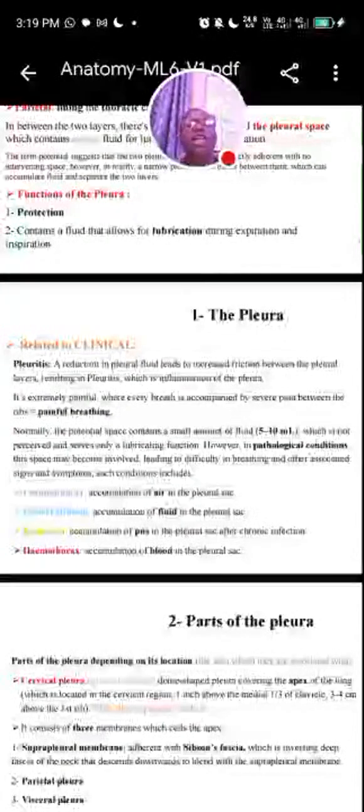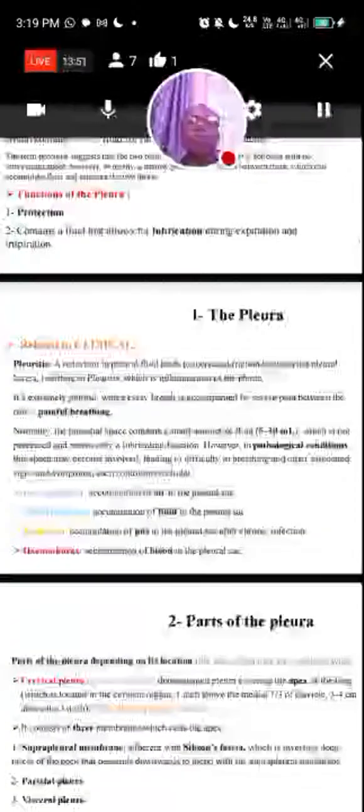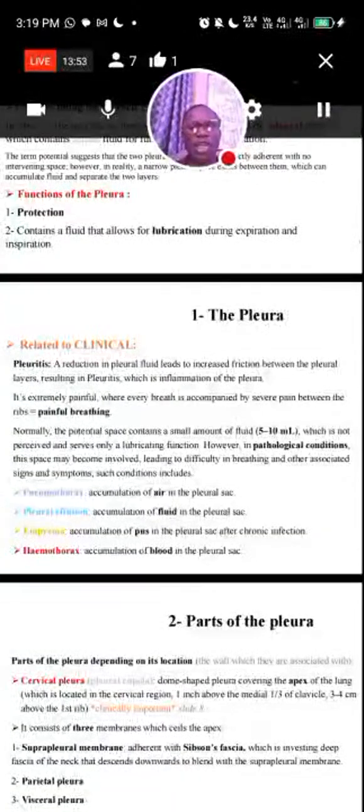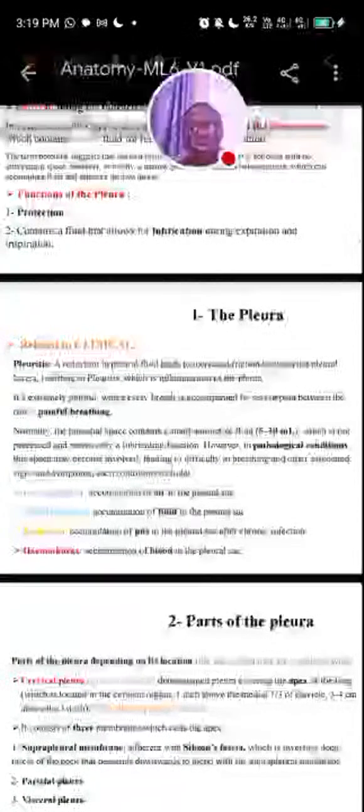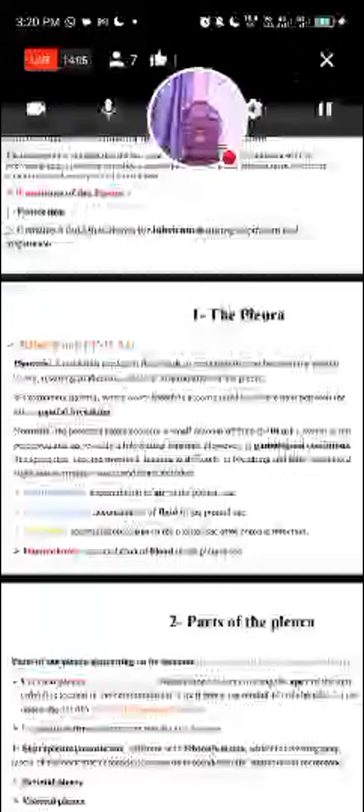Pleural effusion. Now, why am I taking it this way? Because I want to form an acronym to remember the clinicals 1, 2, 3, 4, 5. The acronym I'm forming is FIP. FIP can be somebody's name, FIP.